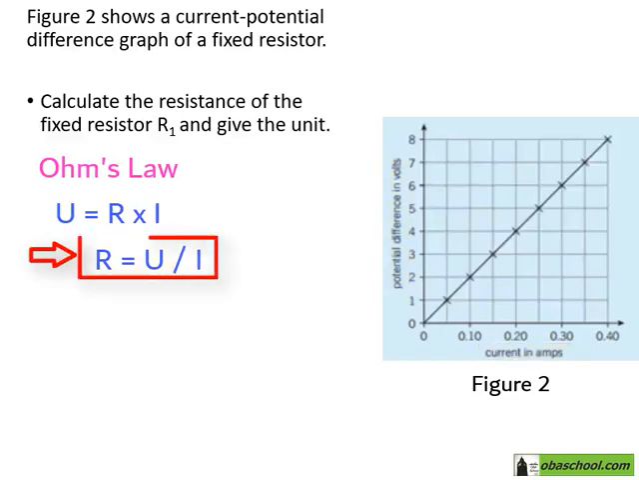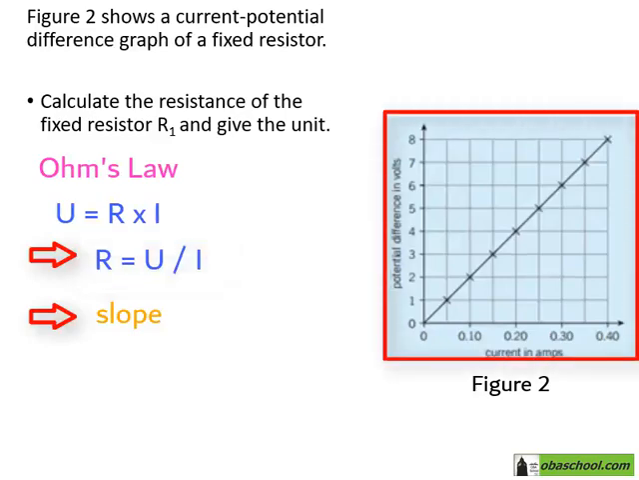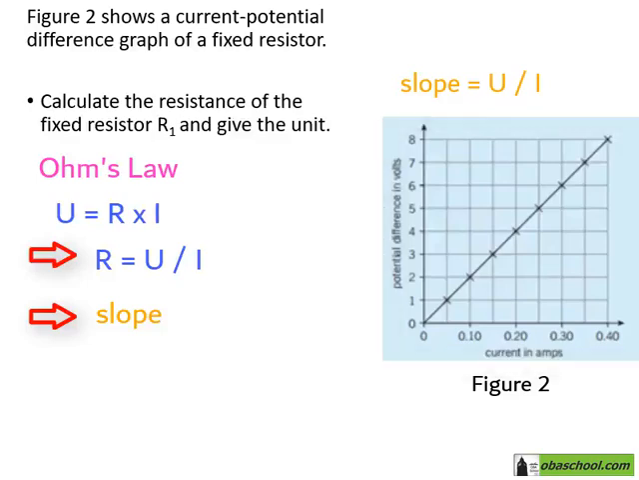So this equation resembles the slope for the obtained graph in figure 2. The slope for figure 2 is equal to the potential difference divided by the current. And how can we find a slope for a given graph? Yes, we should first of all assign 2 points on this graph, and then we find the difference in their y coordinates divided by the difference in their x coordinates.